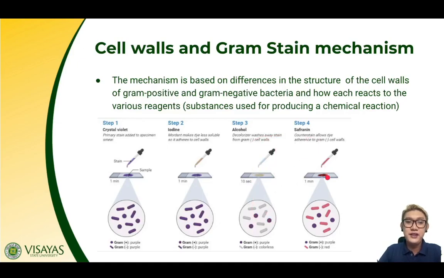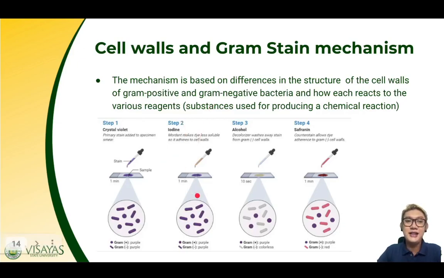So what they do first is, you will also be doing this in your laboratory actually. So what you'll do first is you stain the cells with crystal violet. So the crystal violet will bind directly to the peptidoglycan layer of the bacterial cell wall. Then you add iodine as the mordant.